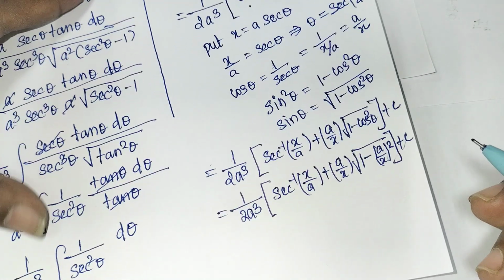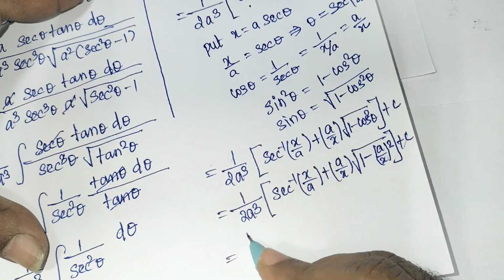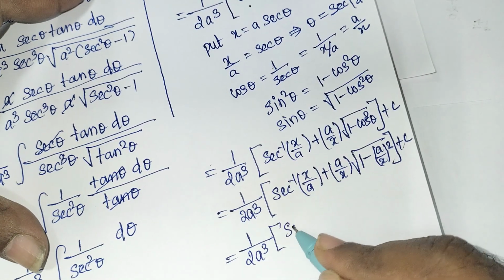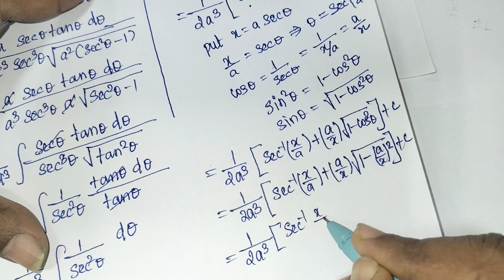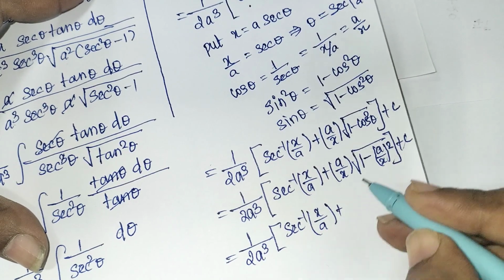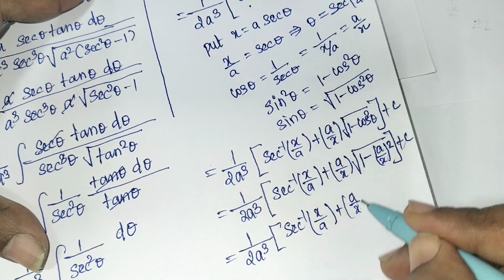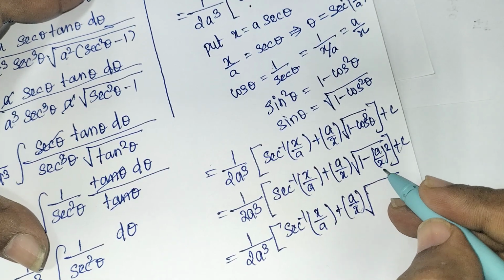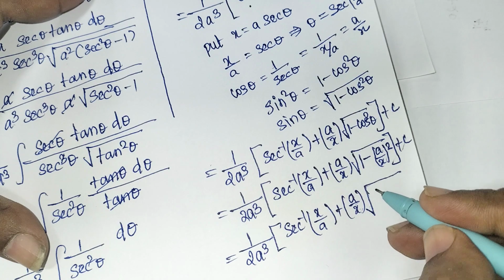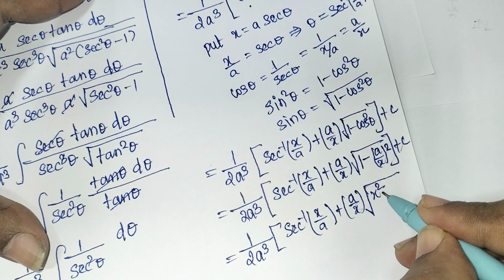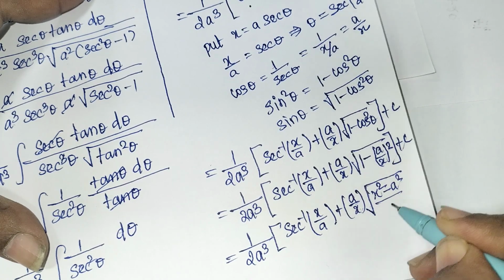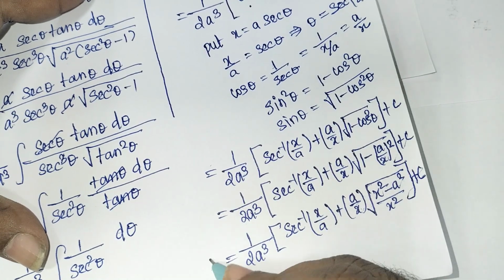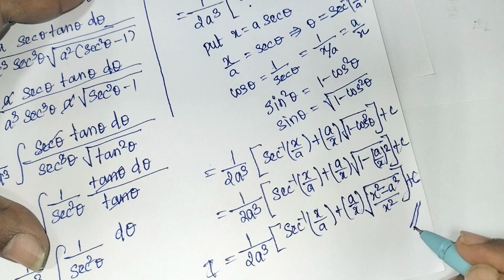Now we can simplify further this term. I'll write 1 divided by 2a cube, secant inverse of x by a plus a by x. This term I will write, square the term, a square by x square, I will get, cross multiply, I will get x square minus a square divided by x square, plus c. Is this our final answer?